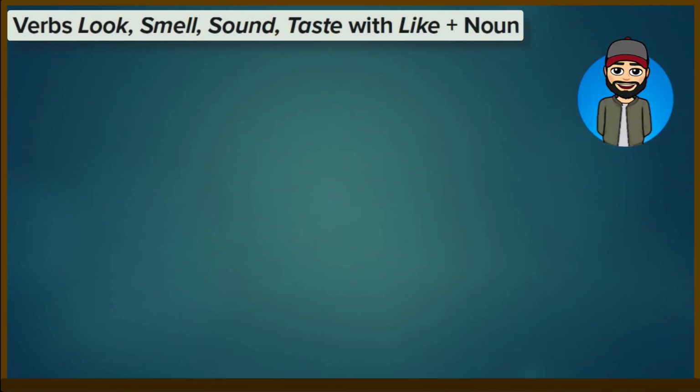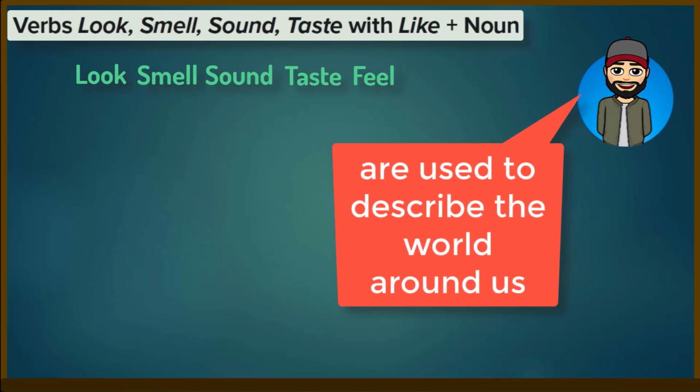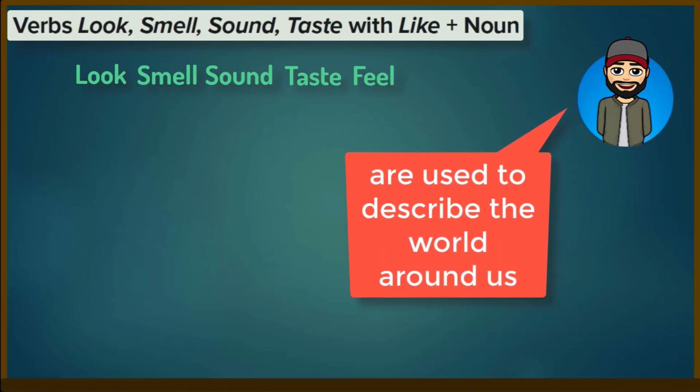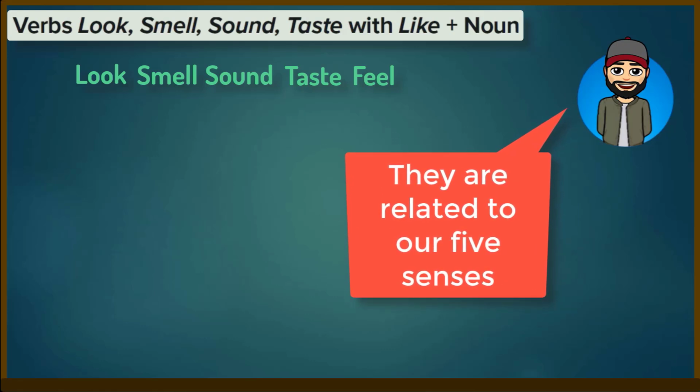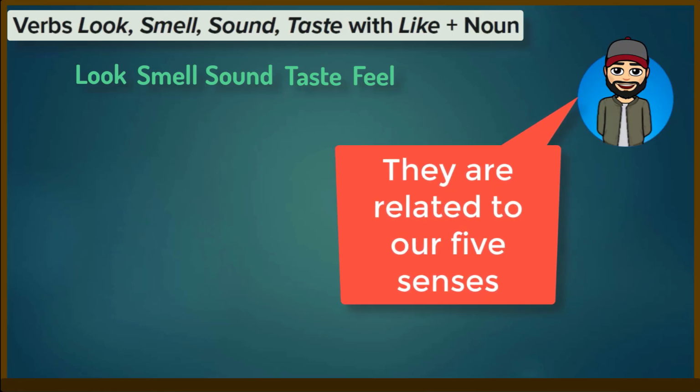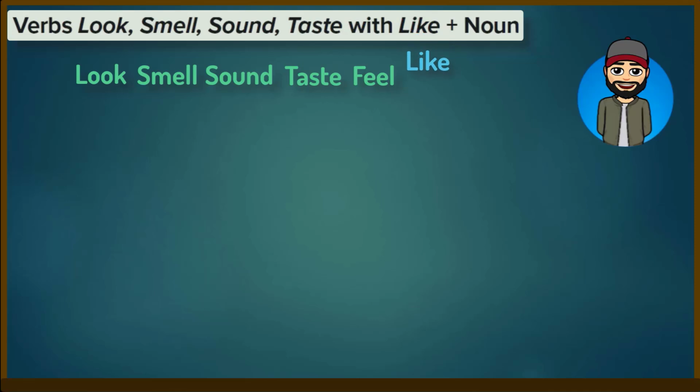The words look, smell, sound, taste, and also feel are used to describe the world around us. الأفعال ينظر، يشتم، صوت، يتذوق، يشعر أو يحس. أفعال تستخدم لوصف العالم من حولنا. They are related to our 5 senses. هي مرتبطة بحواسنا الخمس.